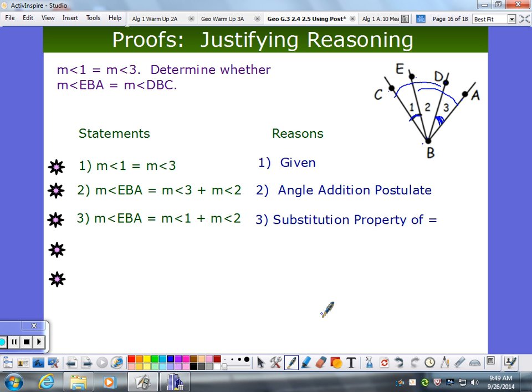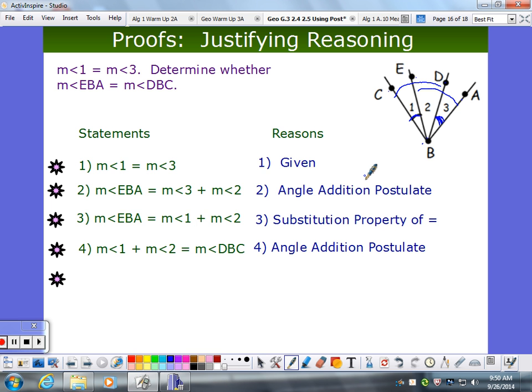Who's with me so far? One person, awesome. Okay, so let's see what they're telling us next. Measure of angle 1 plus the measure of angle 2 equals the measure of DBC. This plus this equals that whole big thing. What's that thing called, Joseph? Angle addition postulate. You remembered it now, right? You're adding two pieces to get the big one. That's the angle addition postulate.